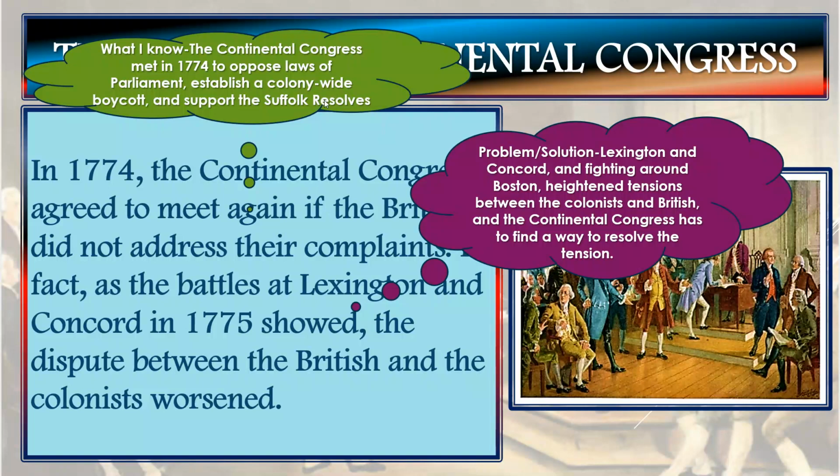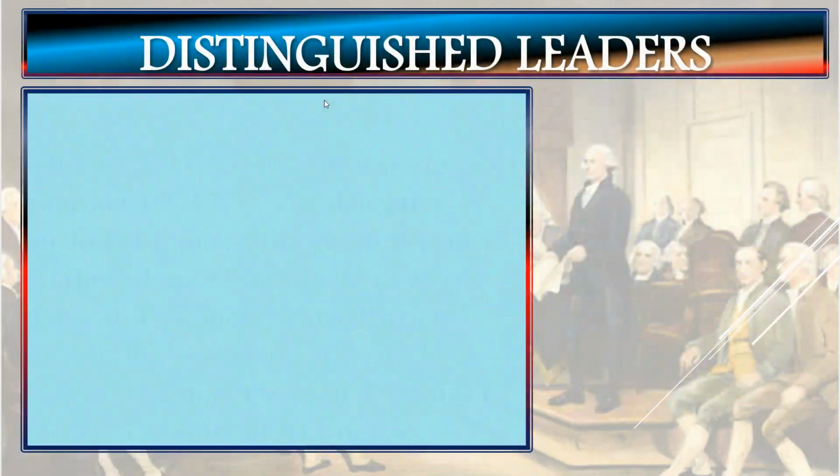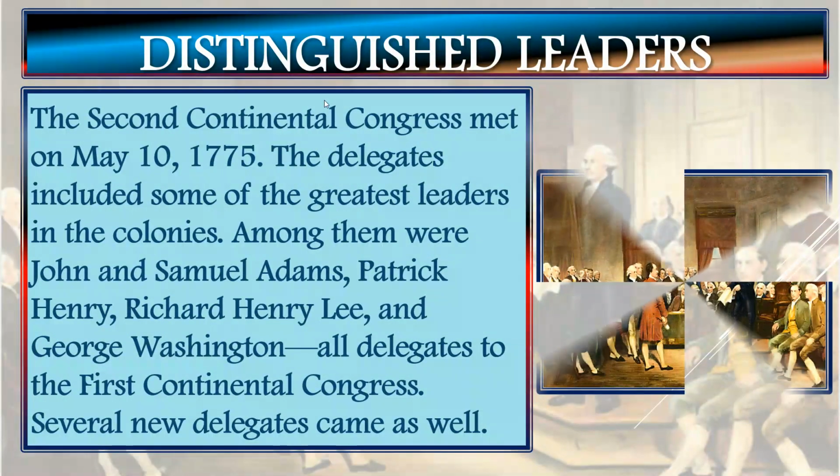So problem, solution. Lexington and Concord and the fighting around Boston heightened tensions between the colonists and British. And the Continental Congress has to find a way to resolve the tension. How are we going to deal with this now? We're effectively at war with Great Britain. What do we do? Distinguished leaders.